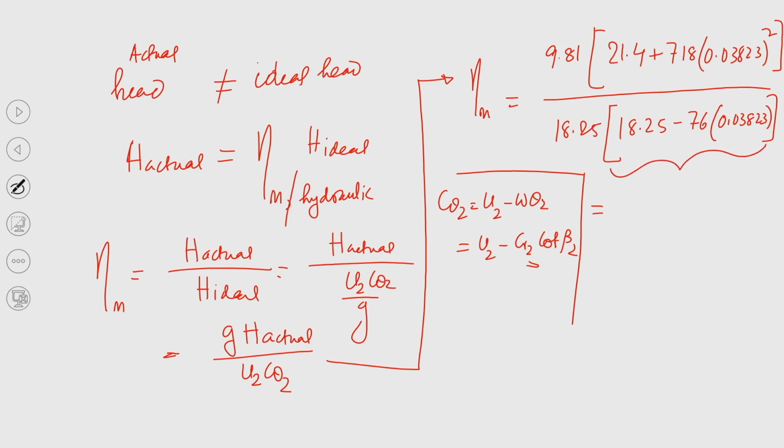So, this is C theta 2, this is U2 and this is H actual. So, it is coming 78.5%. Okay. So, this is what we have solved today.